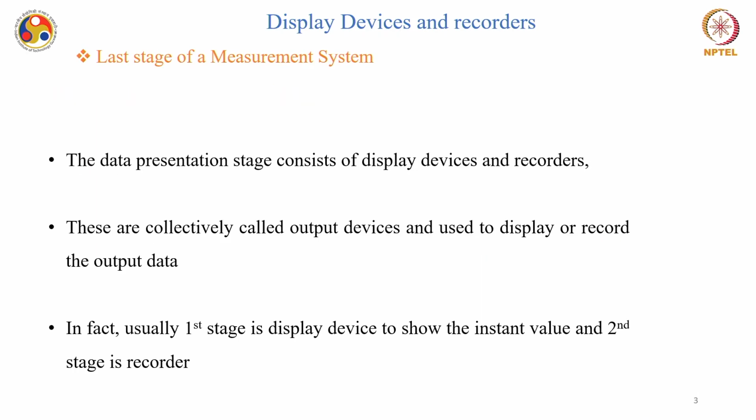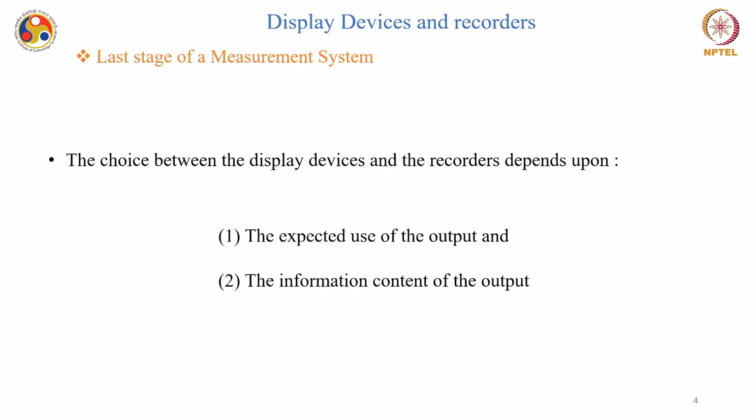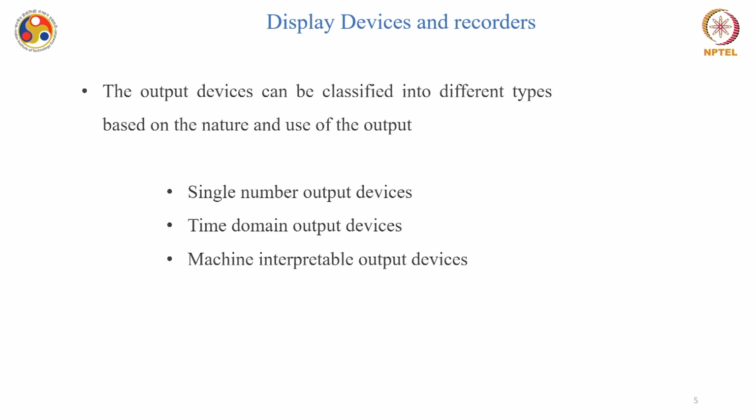Now the data presentation stage consists of display devices as well as recorders which can record the data. Sometimes you may require this data at a later stage, and for that you may have to store it also, okay. So usually the first stage is the display device where you can visualize the data, and the second stage is the recorder stage where you have a memory where this data can be stored, okay. Now the choice between the display devices and recorders depends upon the expected use of the output and the information content of the output, okay.